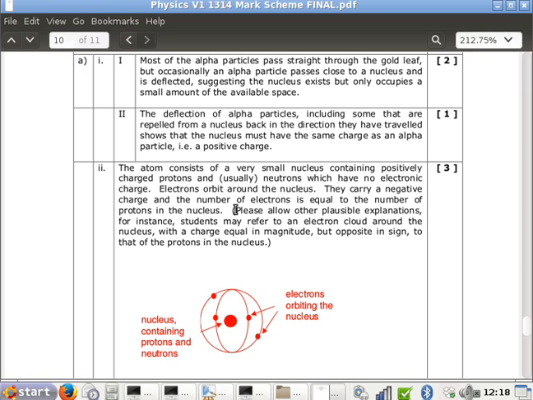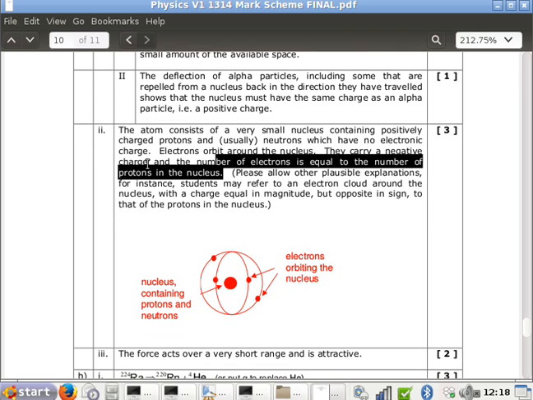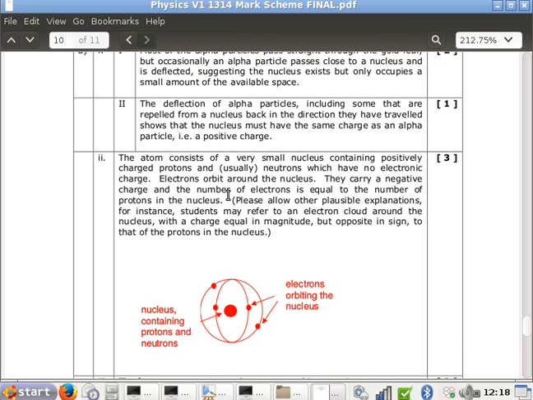Now this is just for the marker, not for the student. Please allow other possible explanations. For example, students may refer to an electron cloud around the nucleus with charge equal but opposite to that of the proton in the nucleus. So it's not as big as it looks, it's actually only this much here, from here to here. Okay, so it's not too bad.